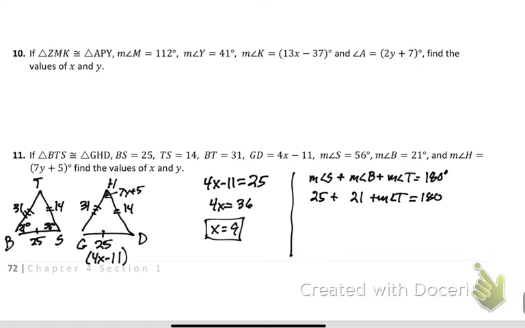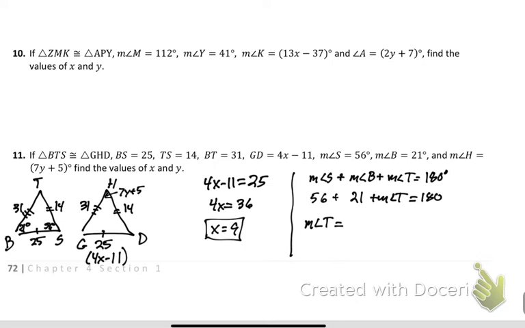Wait, it should have been 56, shouldn't it have been? One of those should be 56. Measure of angle S was 56. Let's erase that. That was 56. That doesn't seem right. There we go. So we have 56 and we have 21 degrees. We subtract that from 180.